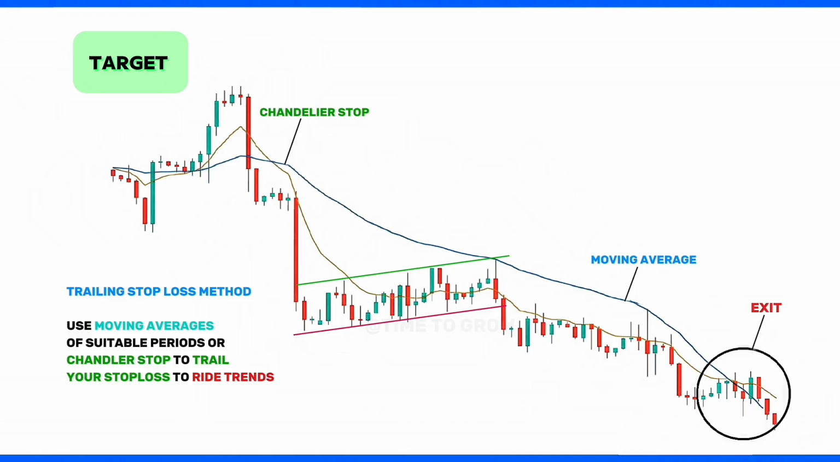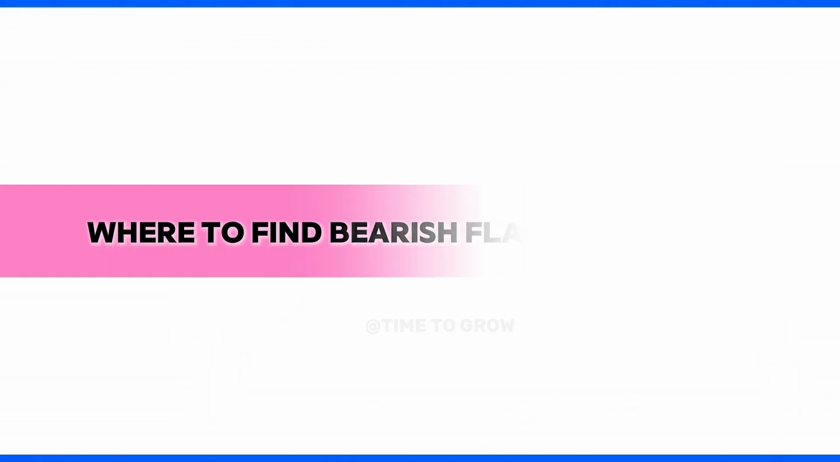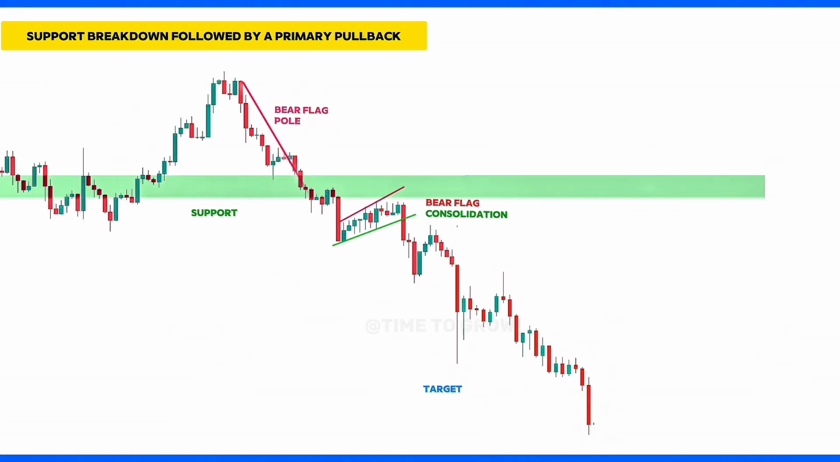Finally, the most important part: where to find these patterns. Bear flags typically appear during strong trending markets, especially after sharp impulsive moves. Training your eyes to spot them early and practicing across different charts is the key to mastering this setup. A bear flag usually forms in a strong downtrend. The initial sharp move down creates the flagpole, while the short-term pullback forms the flag consolidation.